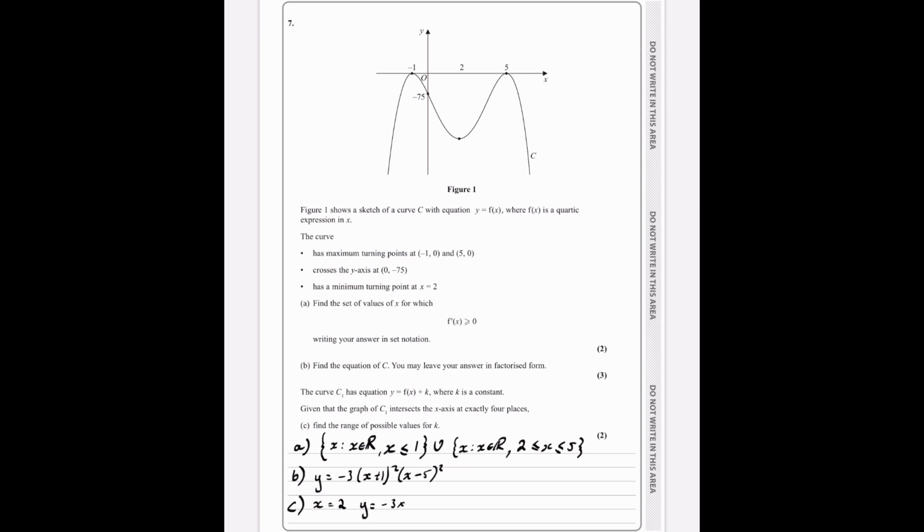For c, I'm going to plug 2 in because k can be anything that takes that line down to where the minimum point at 2 is. When I plug 2 into the equation, we get negative 243, so k will be between 0 and 243. Any shift upwards of k will result in 4 intersections with the x-axis.